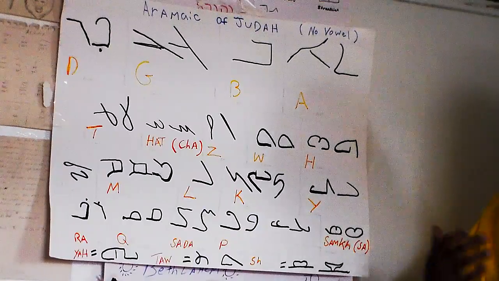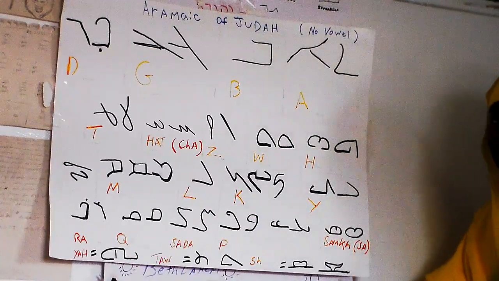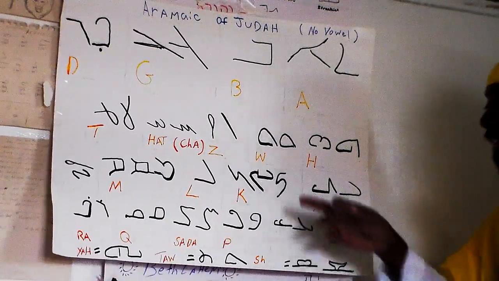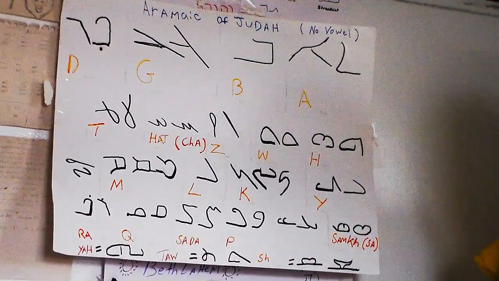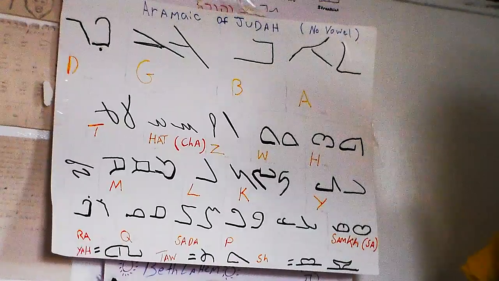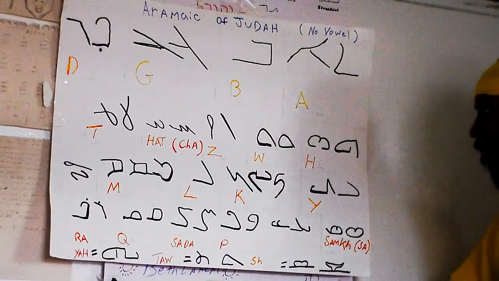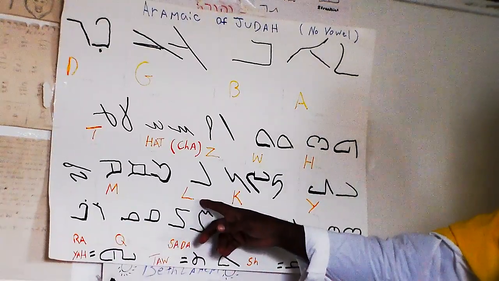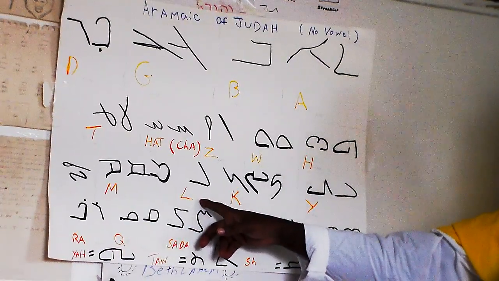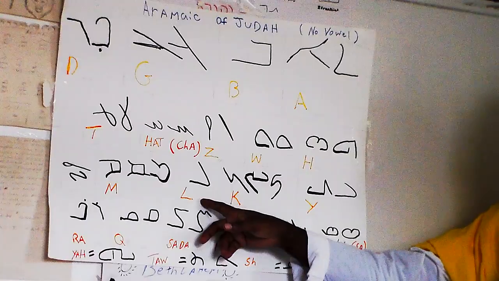Ka used to be known as Ka with the vowels. That's with the vowels. Without the vowel, it's Ka. Without the vowels in the word, where Yod is Ya, the real word is Ya. La. This is La.